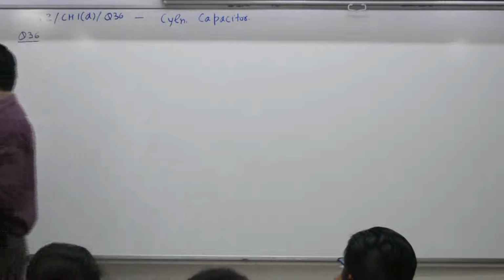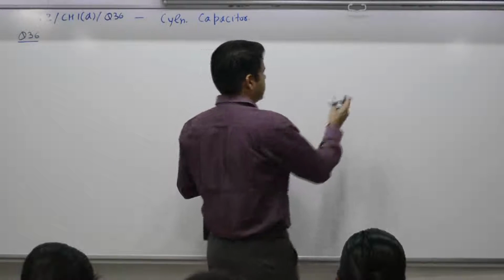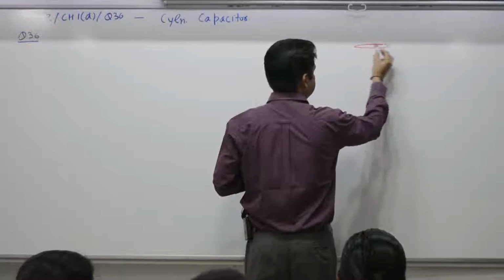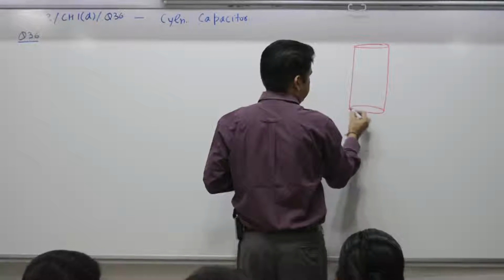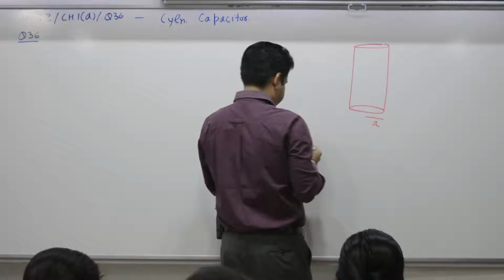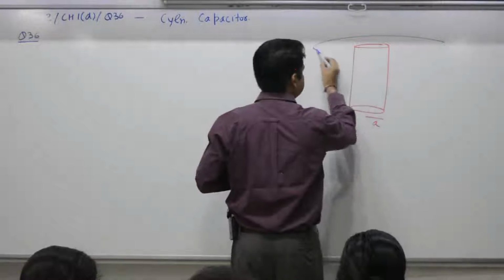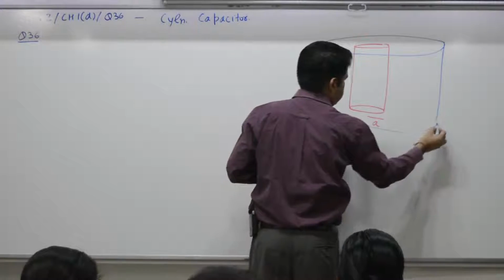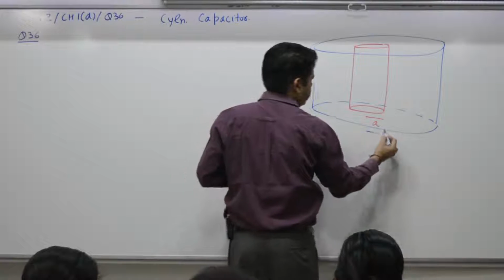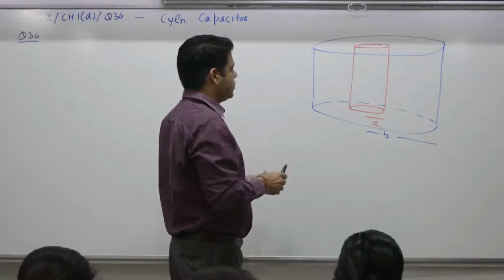Step 1. Close your notes. So the problem statement is: one cylinder, radius A, another cylinder, radius B. We have to find out the capacitance of the two.